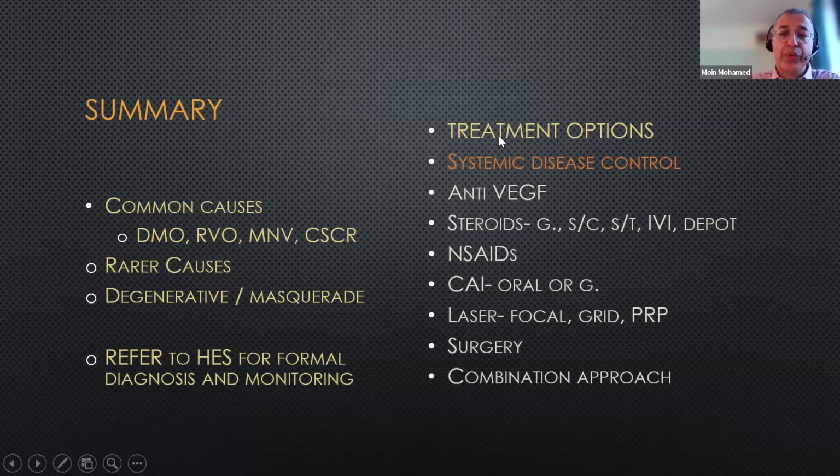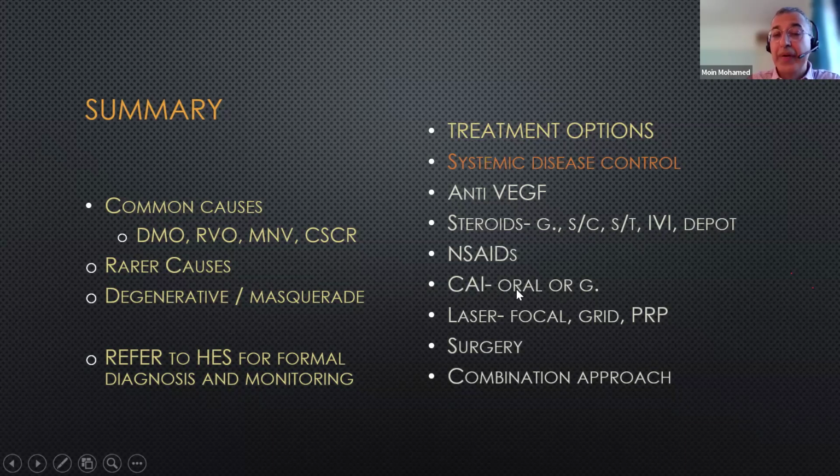In terms of a treatment option, it all depends what it is. If it's a systemic thing, well, of course, improve systemic control. That really goes particularly for diabetic patients and hypertensive and dyslipidemia patients. And then we've got a whole armamentarium of drugs that we use: anti-VEGF, steroids, whether that's drops, subconjunctival, sub-Tenon's, intravitreal, or depot. Non-steroidal drops we use, again, in post-op inflammation and uveitic inflammation, carbonic anhydrase inhibitors, Trusopt, etc.